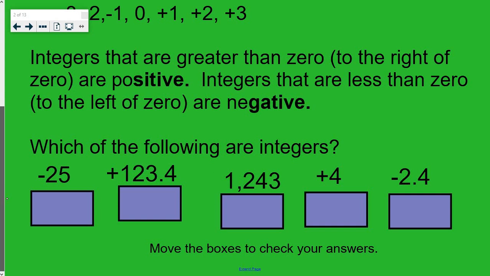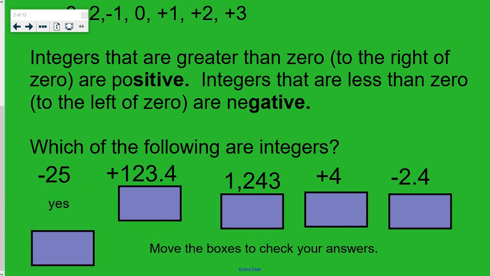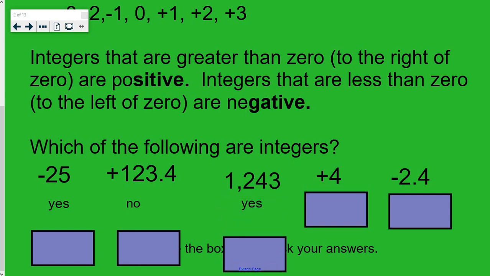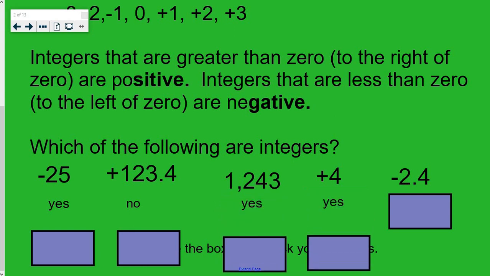So if we look at this, is negative 25 an integer? Yes. Is 123.4? No, it's not, because of the decimal place. Is 1,243? Yes, it is, because it's a whole number. Positive 4? Yes, that's the same as 4. Negative 2.4, it's got a decimal right in here. So that's how you rule it out. No, it is not. Okay?